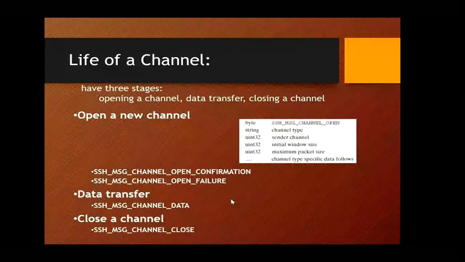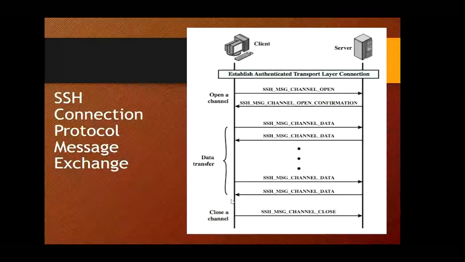Now, all three stages of the life of a channel, from opening a channel to data transfer to closing a channel, can be indicated in this particular diagram. This diagram shows the SSH connection protocol message exchange. You can see here we have the client and the server. First, establishing the authenticated transport layer connection is done. Then we want to open a channel.